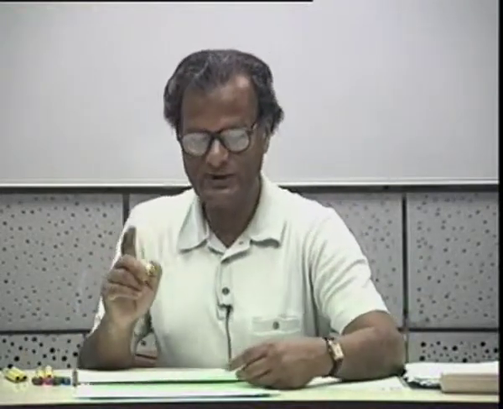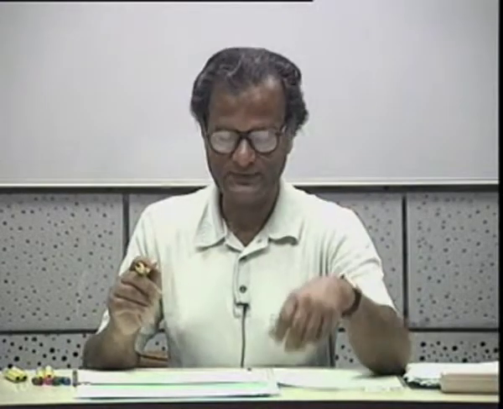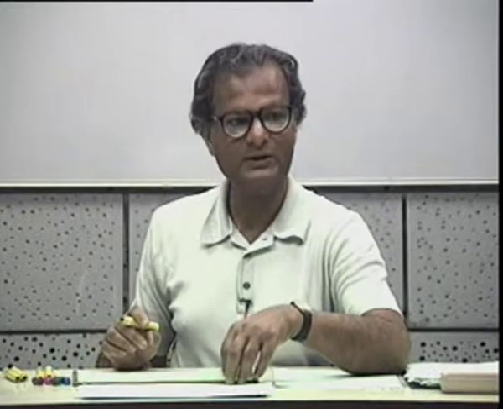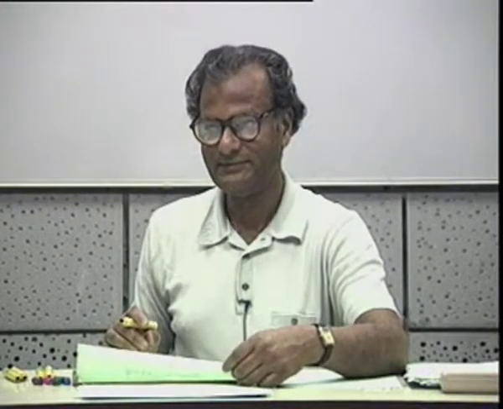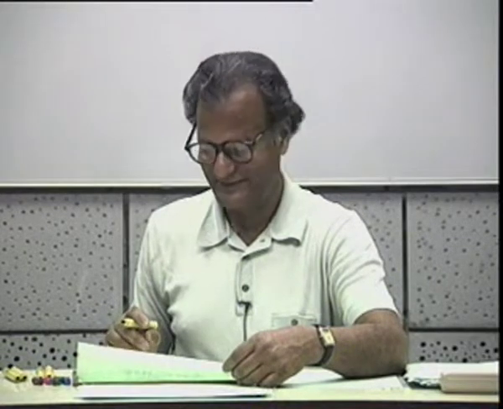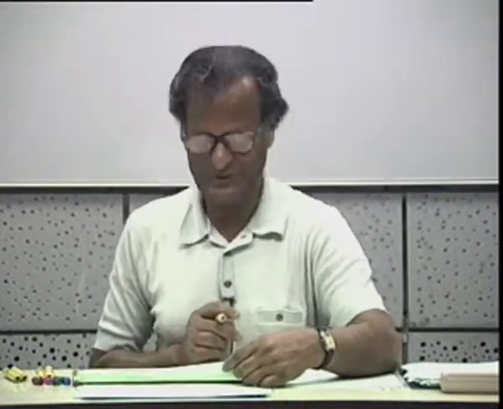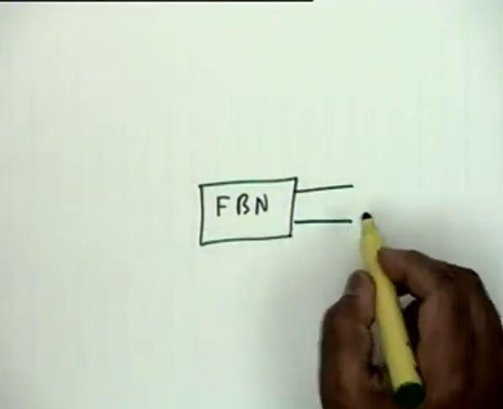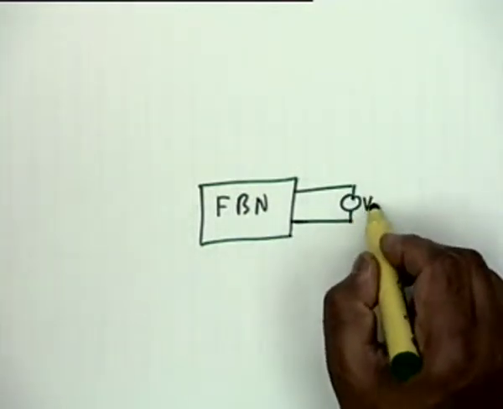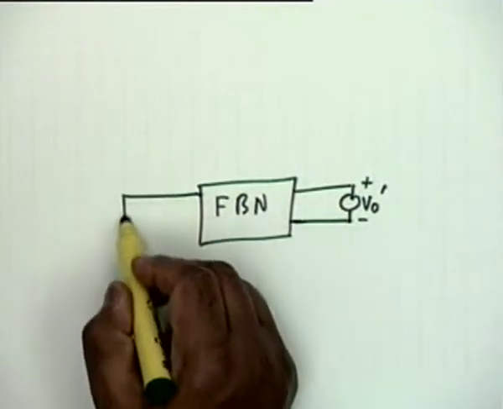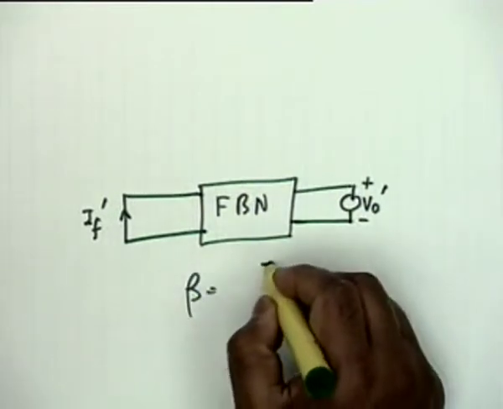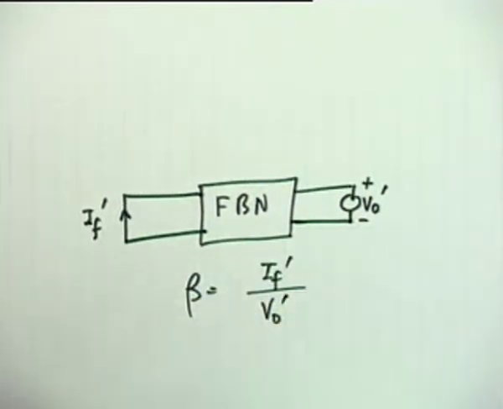From the beta network, what do you want? Do you want a current or a voltage? I want a current because it's a shunt comparison. So my output port 1 should be open or short. Short. And what should I drive it with? A voltage source. So I drive it with V0 prime. I short this and find out the current IF prime. Beta is IF prime divided by V0 prime.